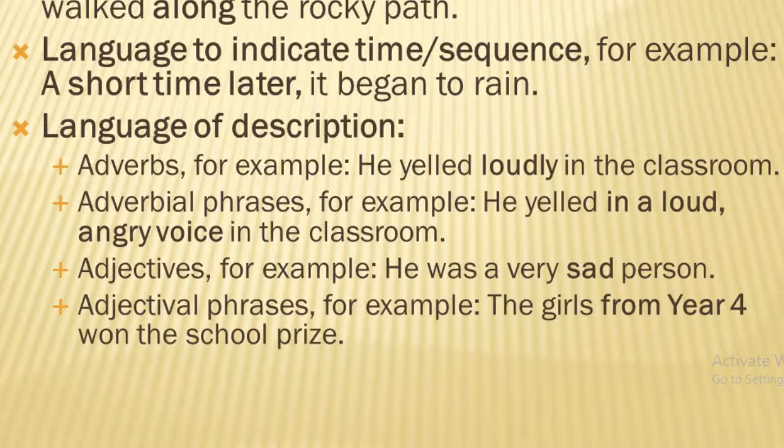And then the next is adjective. An adjective is used to modify the noun. The example: he was a very sad person. Sad person. Sad is an adjective to modify the person. And then also adjectival phrases. For example, the girls from year 4 won the school prize. From year 4 is an adjectival phrase.